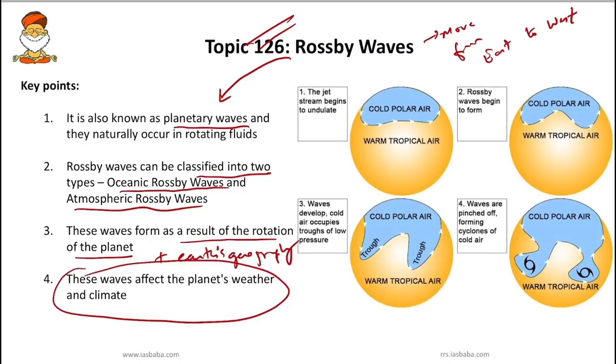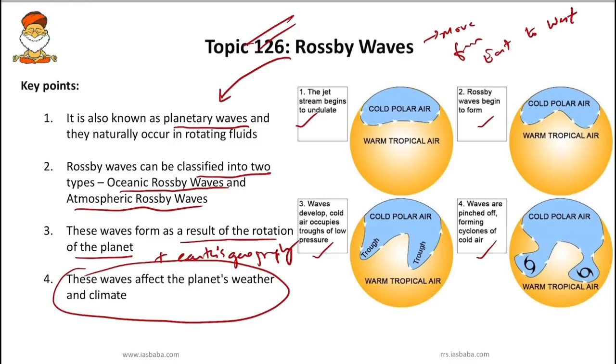So we can understand this with this particular pictorial representation. First, as you can see, the jet stream begins to undulate and then Rossby waves begin to form. Those Rossby waves develop and cold air occupies troughs of low pressure, and finally waves are pinched off, forming cyclones of cold air. So this is how the transfer of heat takes place.